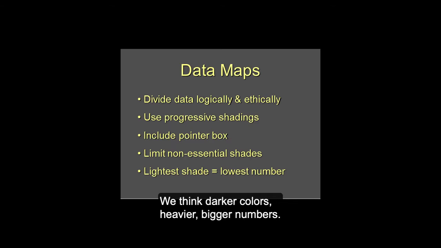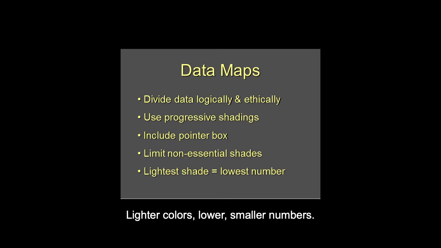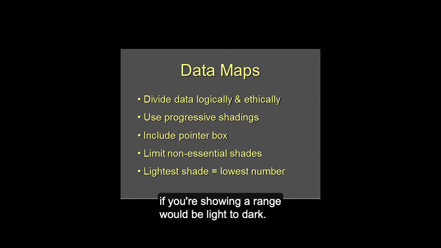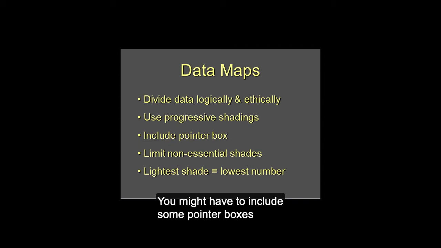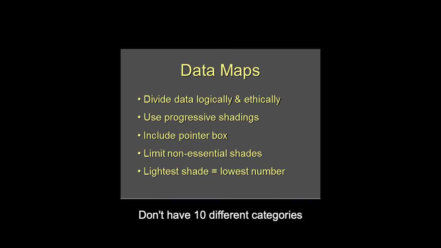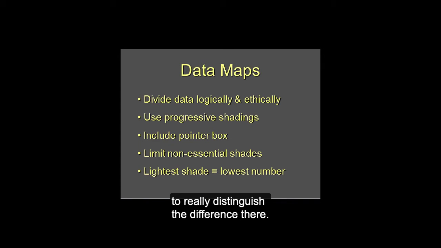We think darker colors, heavier, bigger numbers. Lighter colors, lower, smaller numbers. So your big numbers to small numbers, if you're showing a range, would be light to dark. And make sure it's progressive, don't jump around. You might have to include some pointer boxes to help with definition, but you do want to really limit those non-essential shades. Don't have 10 different categories with 10 different colors of shading, because that's impossible for the viewer to really distinguish the difference there.